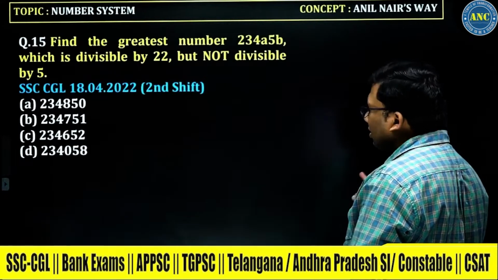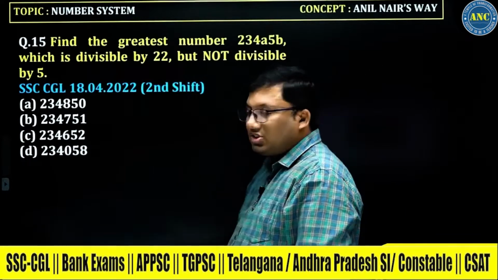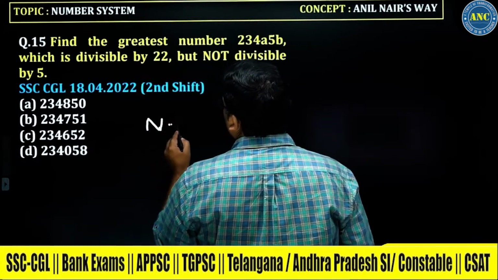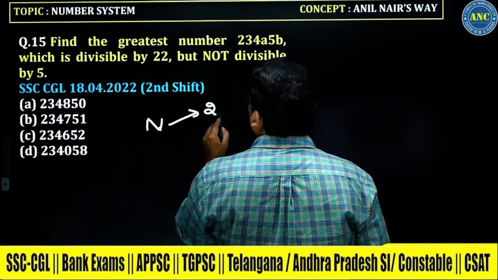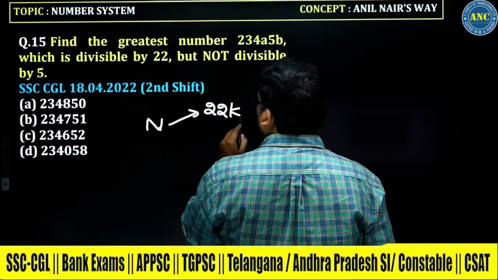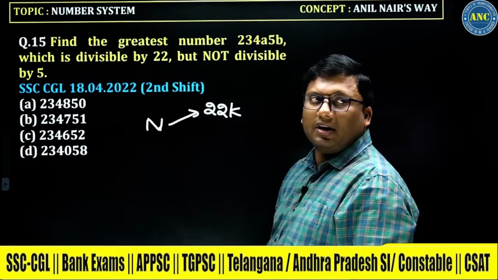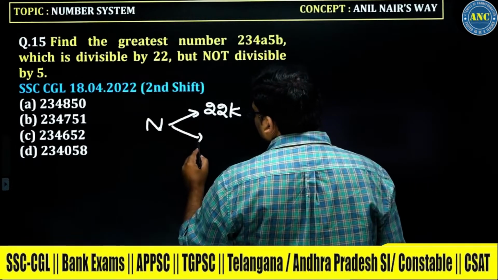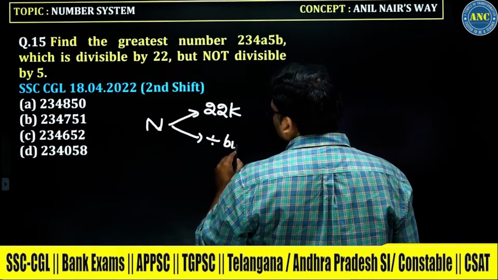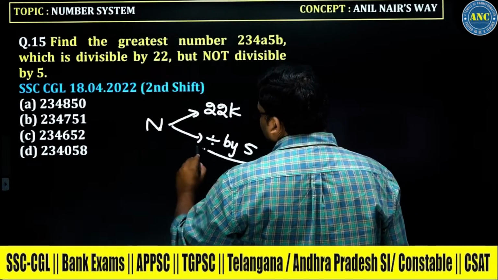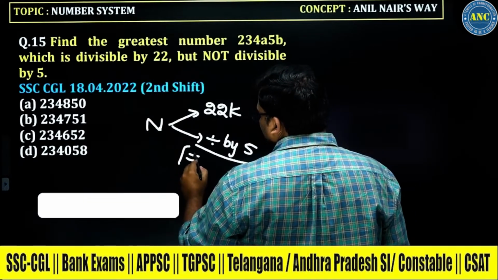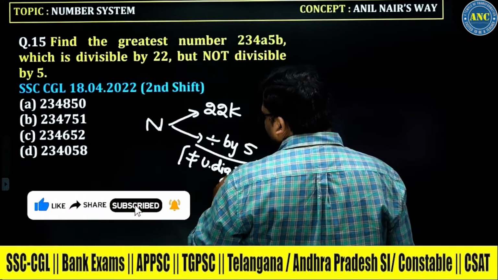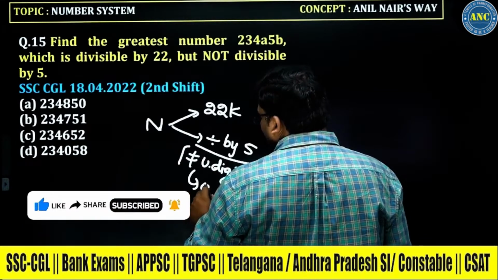Find the greatest number that is divisible by 22 but not divisible by 5. When I say it is not divisible by 5, that means the unit digit cannot be 0 or 5.